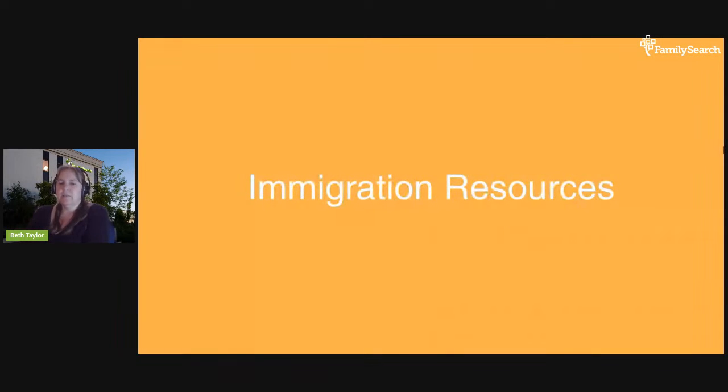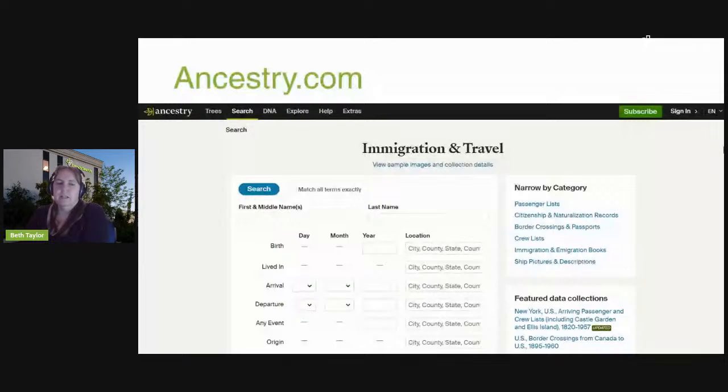So finally, in our last few minutes, I just want to touch on some immigration resources. There's a lot of places that you can find immigration records and information. So think about what websites have immigration records. And I'm going to focus here just on the immigration records themselves. Keep in mind, there's a lot of other databases out there for census records and for county histories and for obituaries, the other things we talked about earlier.